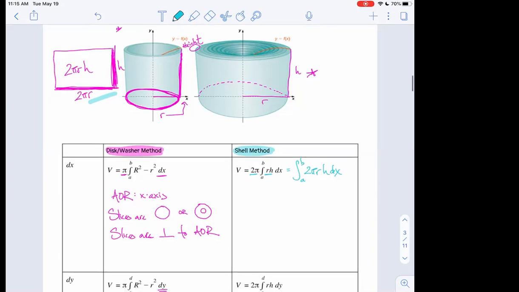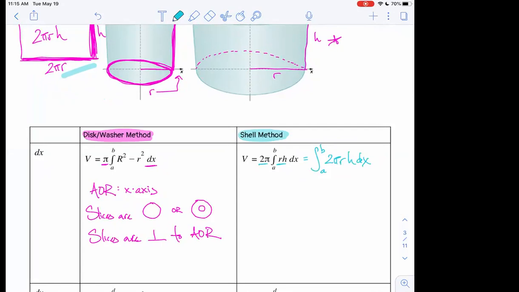So let's compare and contrast between the shell method and the disk and washer. So if I have dx at the end of a shell method, what I'm saying is my axis of revolution is actually the y-axis. And what I'm saying is my slices are shells that stand up this way. And what I'm saying is the slices are parallel to my axis of revolution.